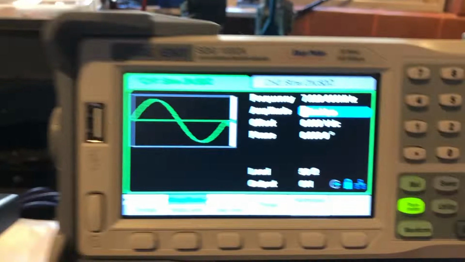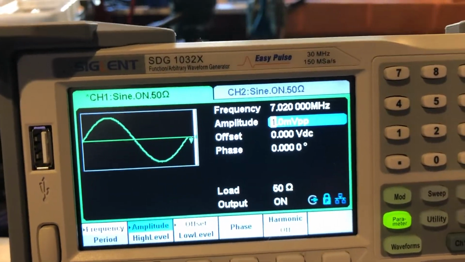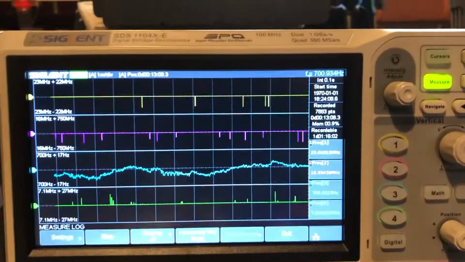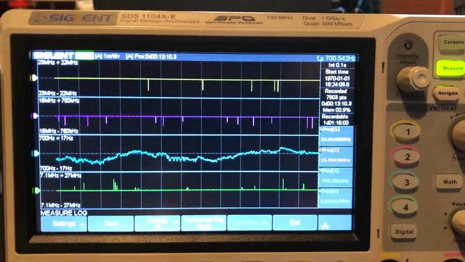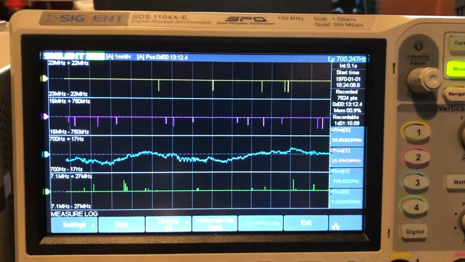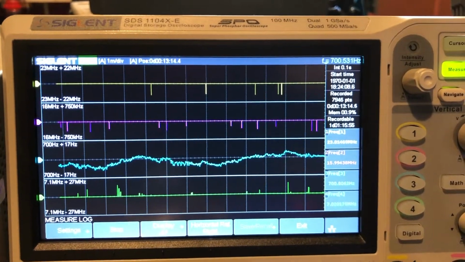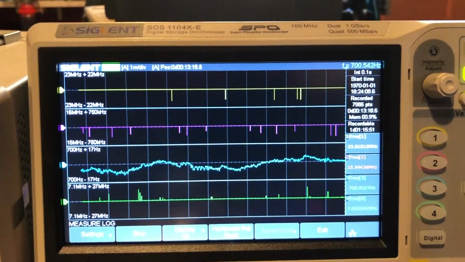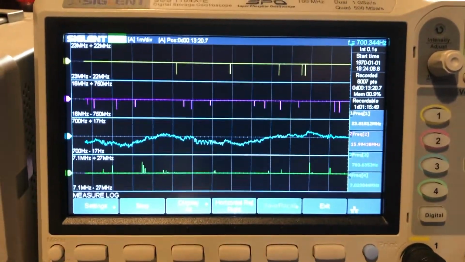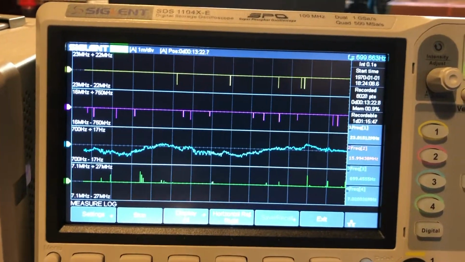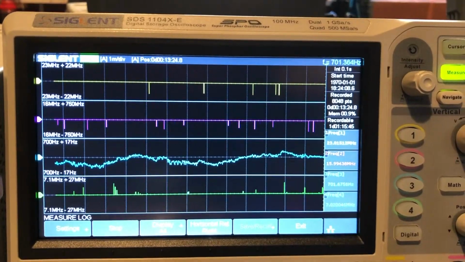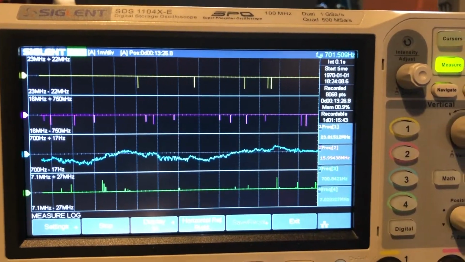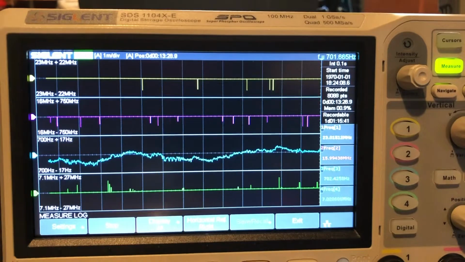And so the test is the same as before. I've got 7.020 going in. And I'm using the data logger on the oscilloscope here to measure all of these different frequencies. The trace 1 there, the top, is the local oscillator, which is 23 megahertz in this radio. Trace 2 is the beat frequency oscillator, which is give or take 16 megahertz in this radio.